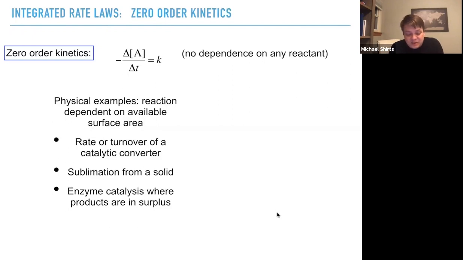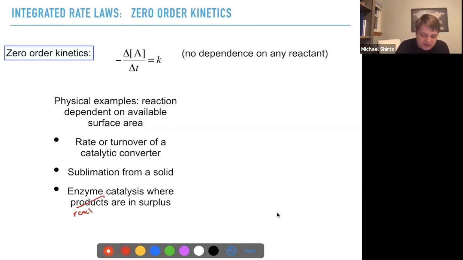Enzyme catalysis, where the reactants are in surplus, because they're all just sitting around waiting for the enzyme to free up, right? The enzyme has to bind each of the reactants to produce the product. So if the reactants are in surplus, then it's just going to be a constant rate, the rate at which the enzyme can turn over reactants. So zeroth order kinetics are actually relatively common.